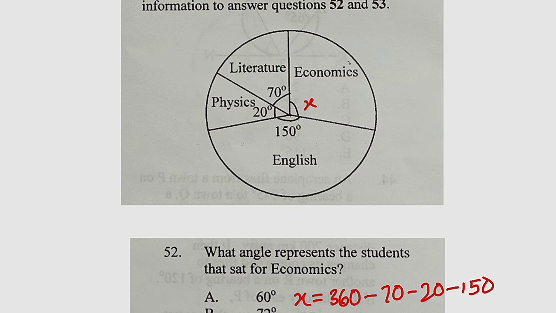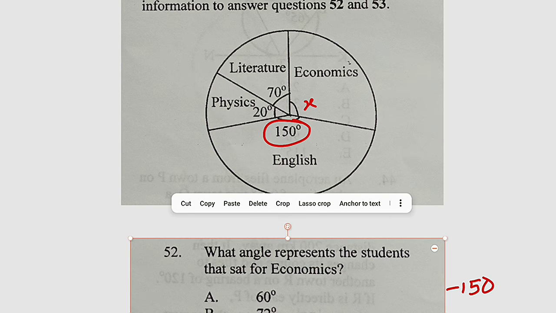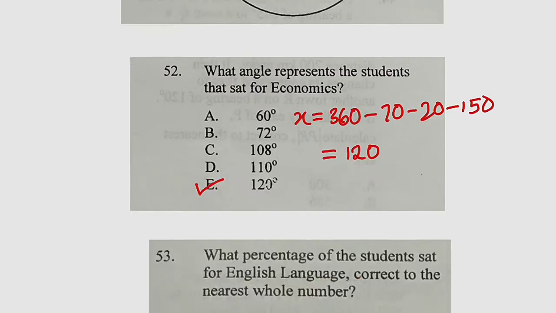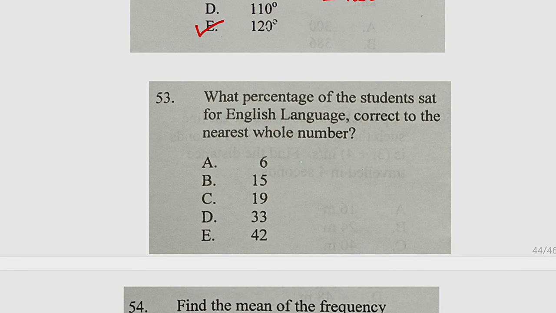The angle representing English is 150. So to find the percentage, we are going to take that angle, which is 150, and divide it by the total, which is 360. Then we multiply by what? 100. So I'm going to take 150 divided by 360, then we multiply by 100.